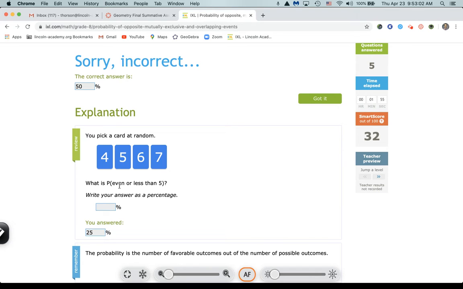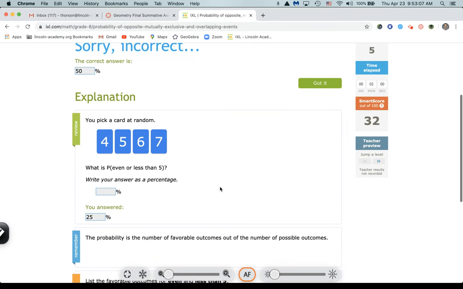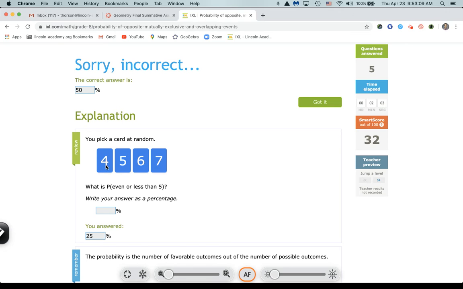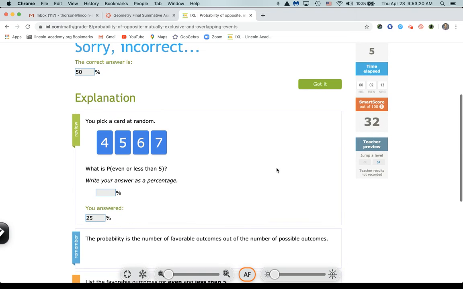Probability of even or less than 5. Why would that be 50%? Even or less than 5. Oh, sorry, even.